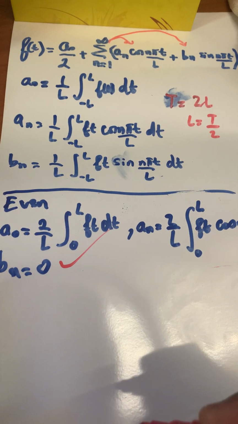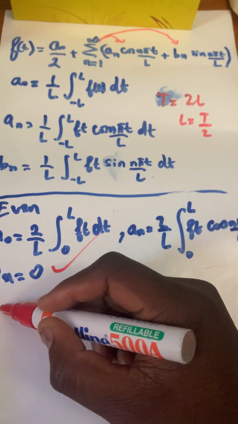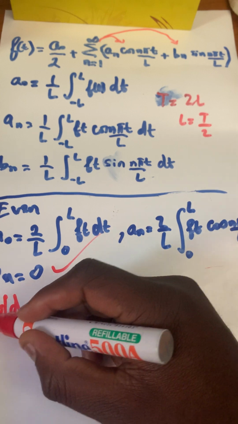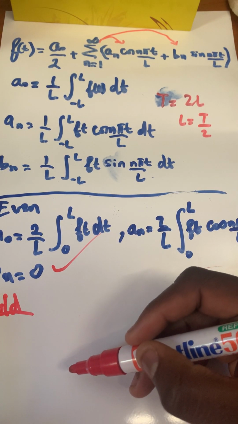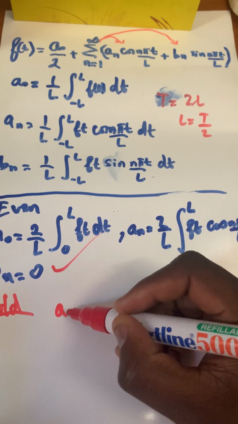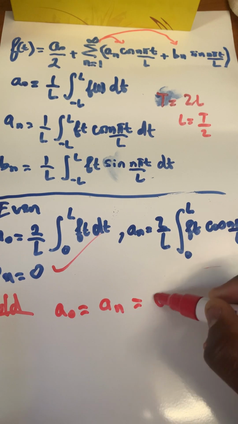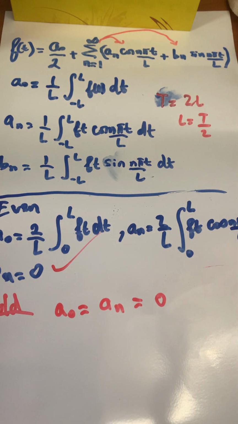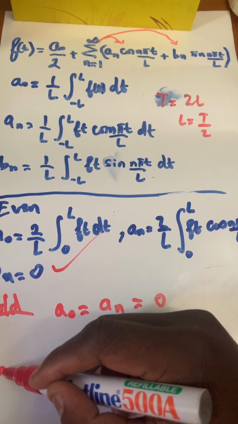Okay, so now let me do my odd function. Odd function is even simpler because your a0 and your an are equal to 0. So you have already 2 marks here. All right, a0 equal to 0, an equal to 0. So then here you only need one thing, bn.